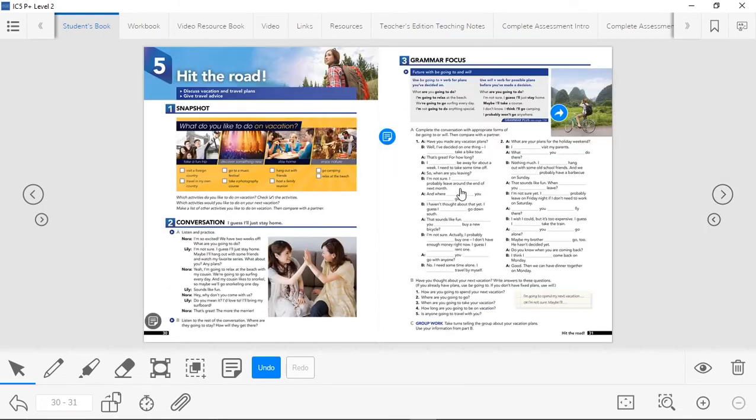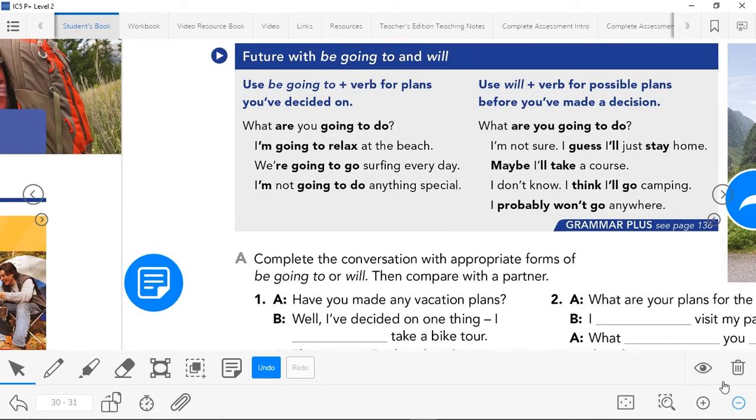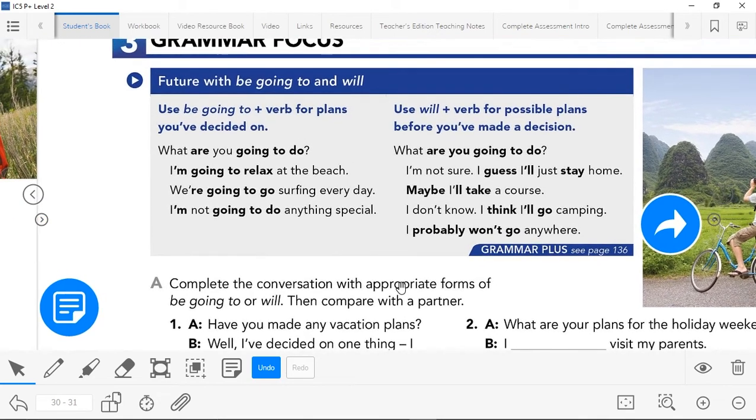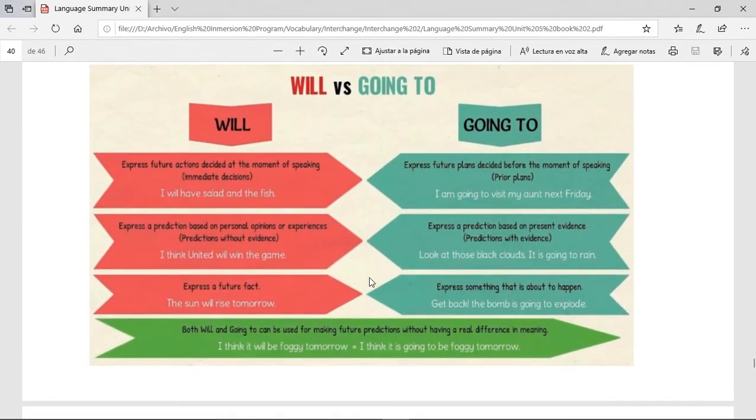Very good. Now, let's go right away to the grammar focus for today. It's going to be about future with be going to and will. What is the difference between these two? There is a specific difference between these two, but let's see some different things that can have. So, will versus going to.